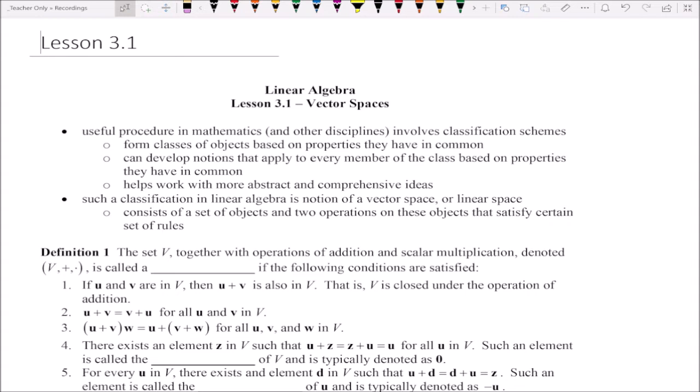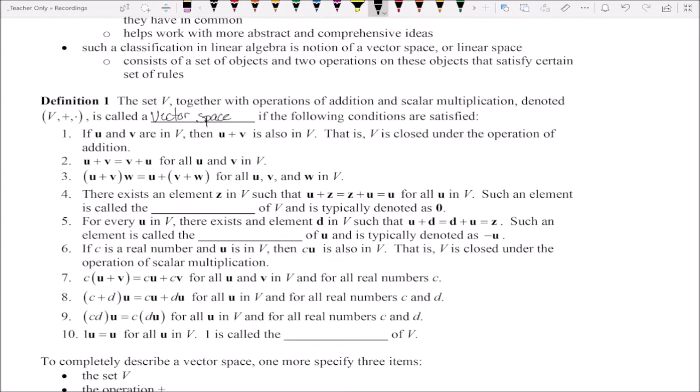So a vector space consists of a set of objects and two operations on these objects that satisfy a certain set of rules, which we will now look at. The set V, together with operations of addition and scalar multiplication, altogether denoted as (V, +, ·), is called a vector space if the following conditions are satisfied, and there are 10 of them.